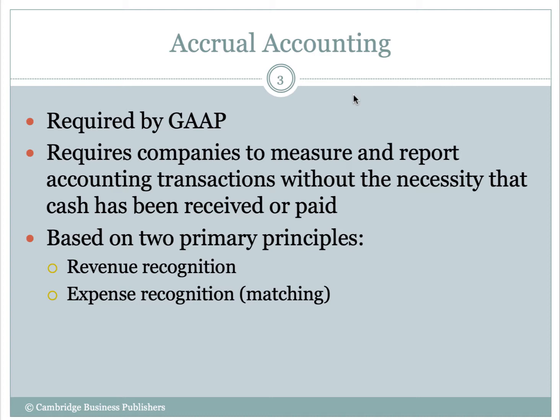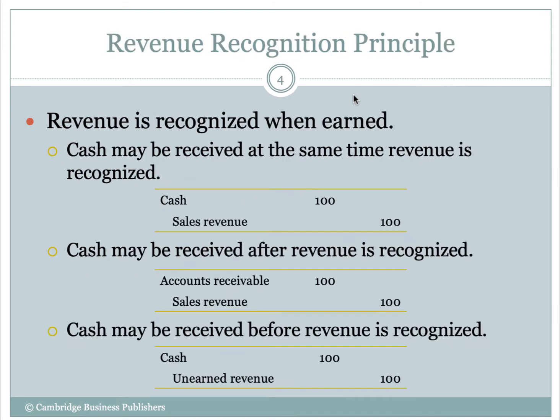Okay, so the two main principles that really establish or solidify us using this accrual basis of accounting are the revenue recognition principle and the expense recognition principle. The expense recognition principle we also call the matching principle. So as we go through this discussion and you hear me say matching principle, I'm really talking about expense recognition.